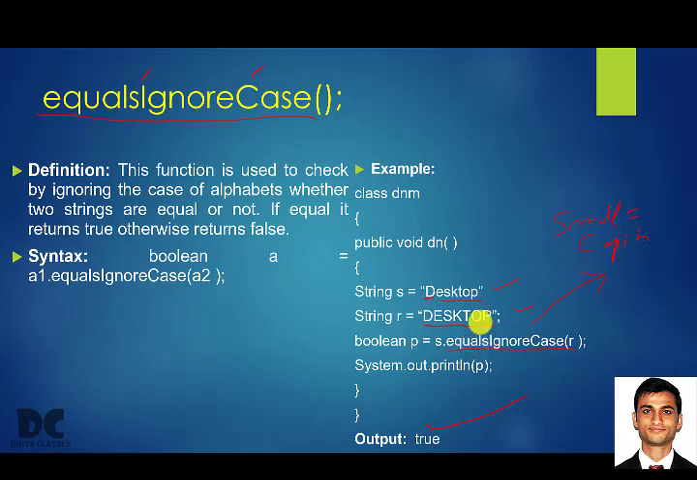If you use equalsIgnoreCase for Java, small letters will be the same as capital letters. So it will check, is desktop equal to desktop? Yes, both are the same word. If you ignore the case, therefore the answer is true. So if you use equals, the answer will be false, because for Java, small letters are different from capital letters. If you use equalsIgnoreCase, then Java will think that both capital letters and small letters are the same, or it will ignore the case.